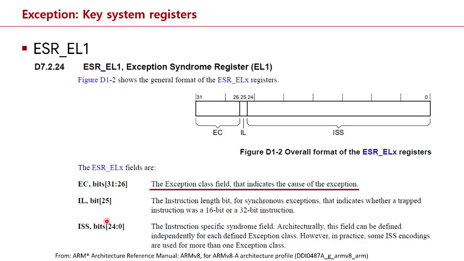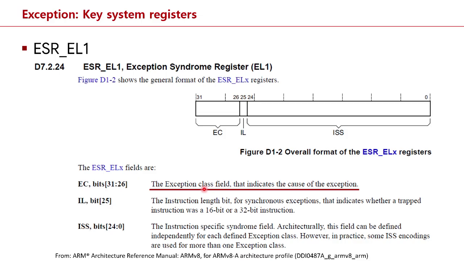Among these bit fields, the most important is the EC bit field. This bit field is located at bit positions 26 to 31. In this bit field, it has the exception class information. What is the exception class? The exception class is a bit encoding value that represents the cause of the exception.